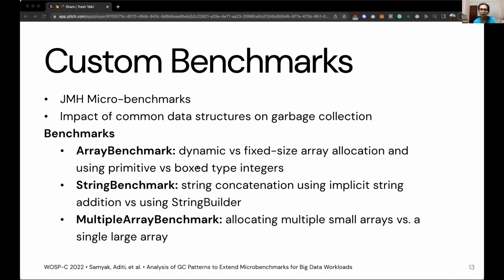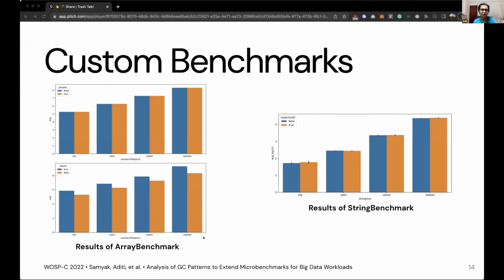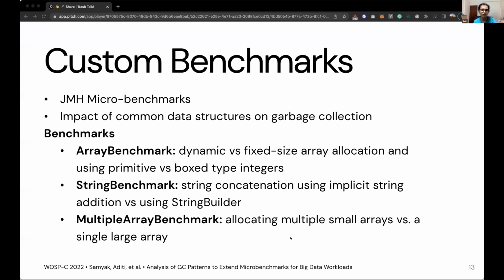This was added since a significant amount of dynamically allocated lists or collections were being used in the dancing links or the Sudoku example. Using primitive versus box type integers, and string concatenation using implicit string addition versus using string builder. This was considered since a significant amount of implicit string addition is taking place and toString is invoked in the dancing links Sudoku example. And finally, the multiple array benchmark, which compares allocation of multiple small arrays versus a single large array.